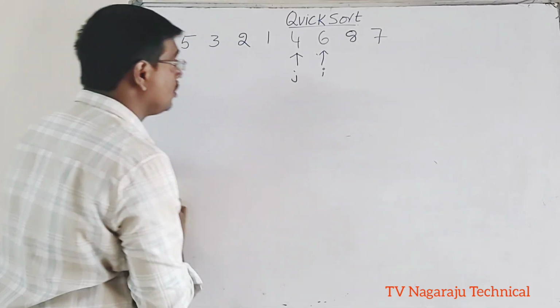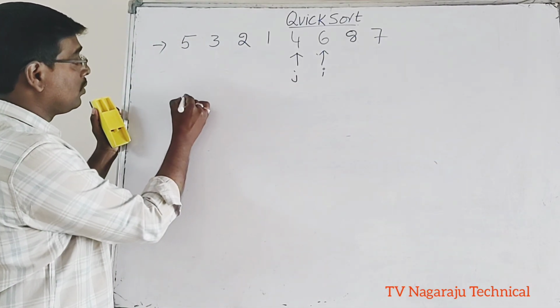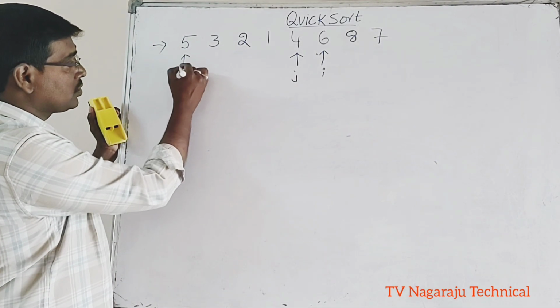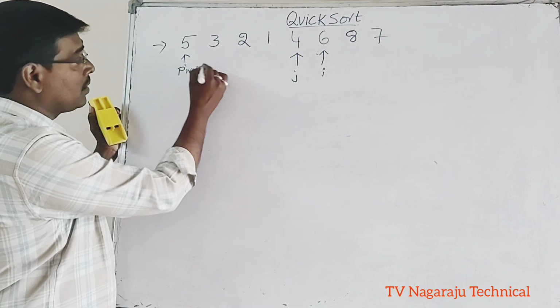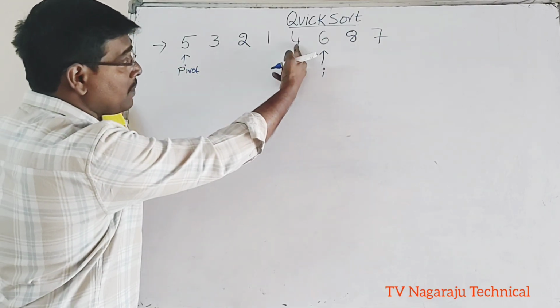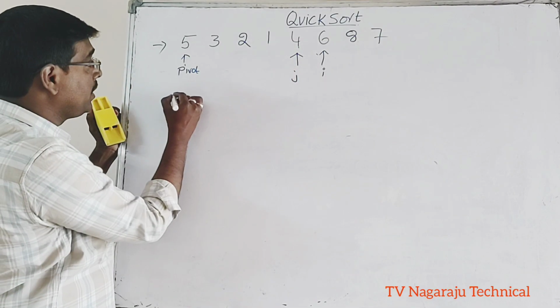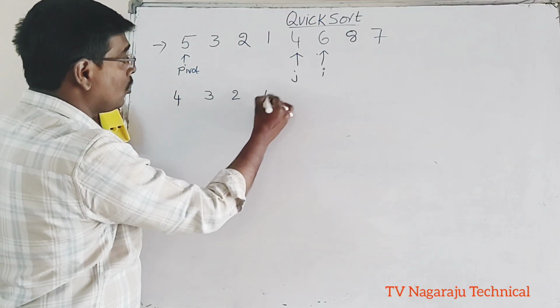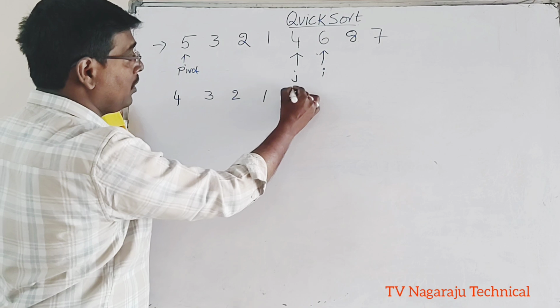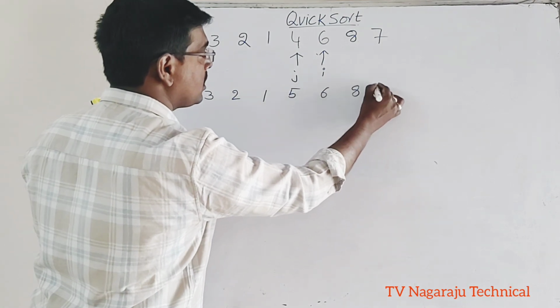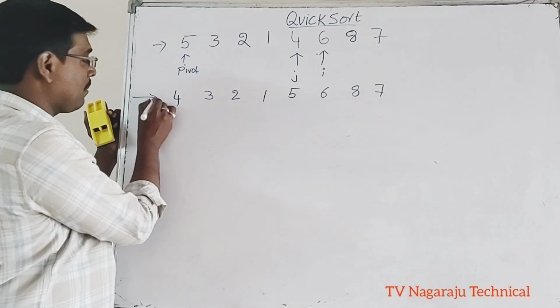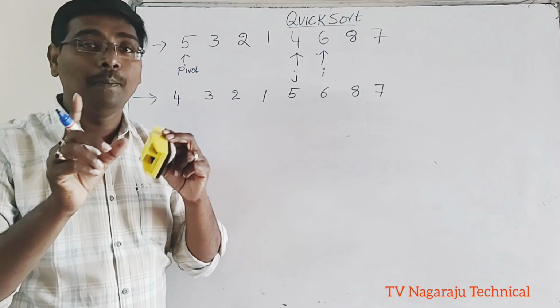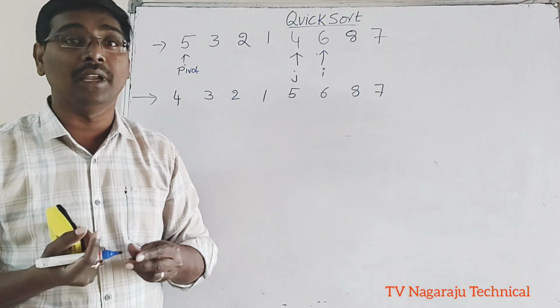A of j with pivot. I will write down one more time. Here, what is this one? Actually, this is the pivot element. Now A of j means 4. 4 is copied into position 5. 4, 3, 2, 1, 5, 6, 8, 7. This has happened. It means one complete iteration is completed.